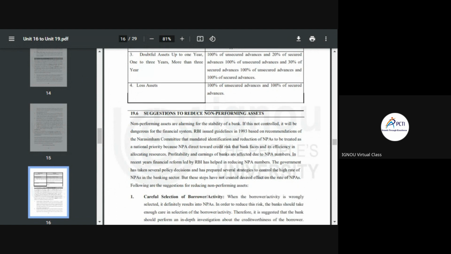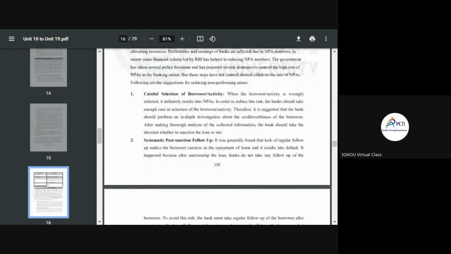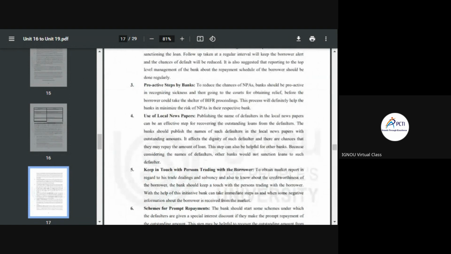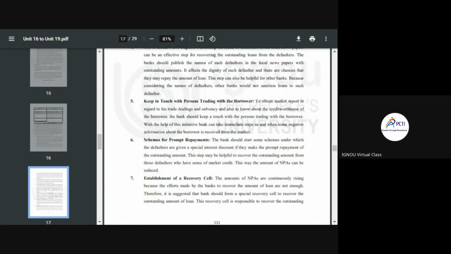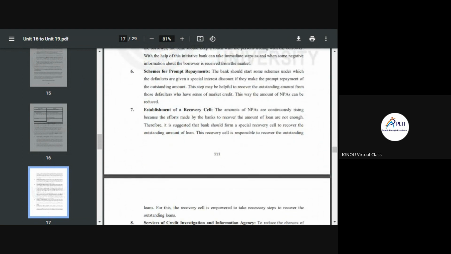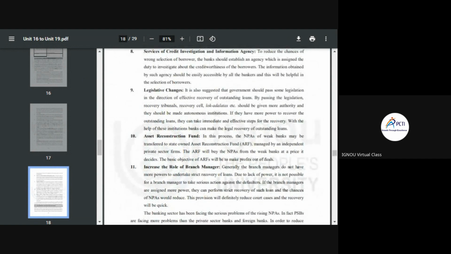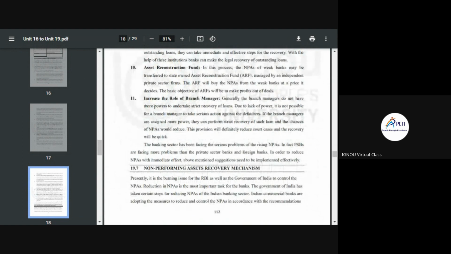We have some suggestions to reduce non-performing assets, like careful selection of borrowers and activities. Then we have the systematic post-sanction follow-up. Then we have the proactive steps by banks. Then we can use local newspapers, keep in touch with persons who are trading with the borrower. Then escape from prompt repayments, establishment of recovery cell, services of credit investigation and information agencies. Then legislative changes, asset reconstruction fund, increase the role of branch managers.